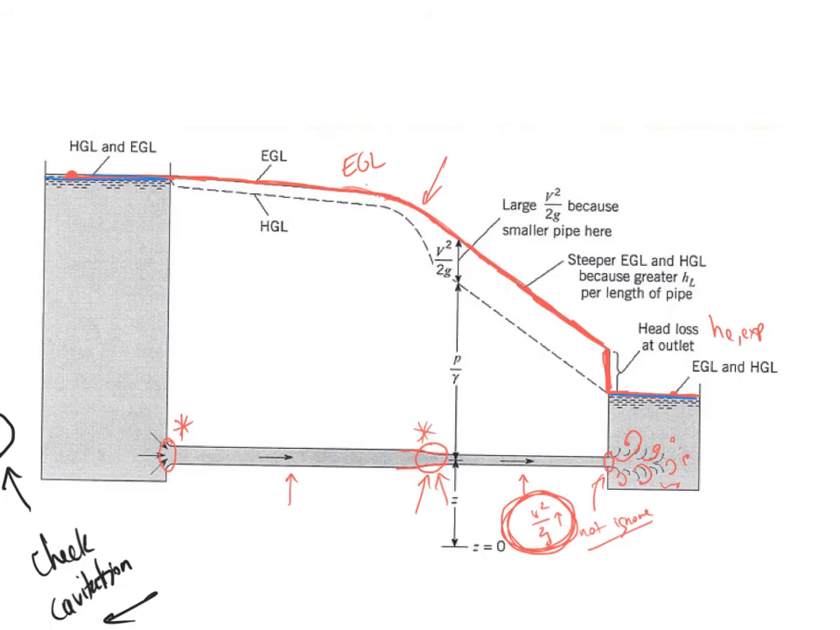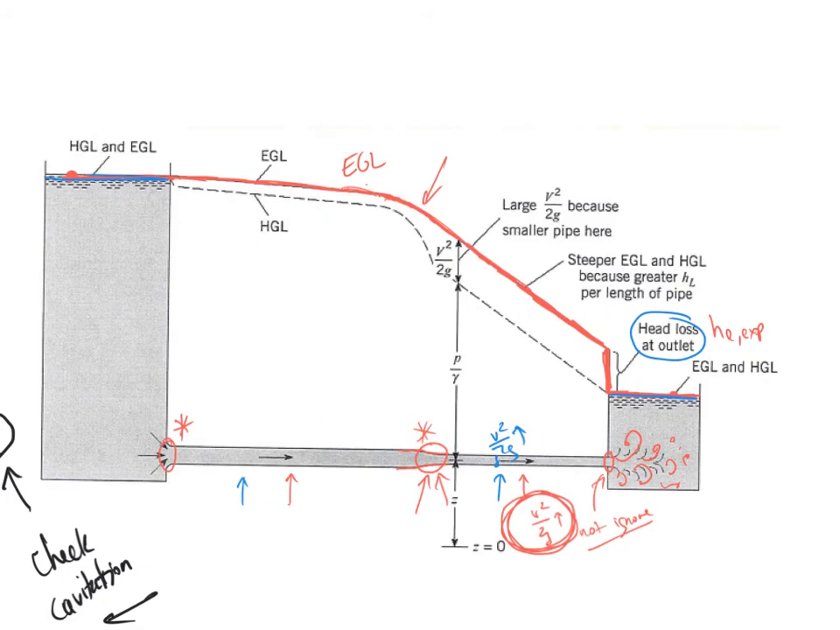We don't worry about head losses when it comes to the HGL. So all this business with the head loss of the outlet, don't worry about that. All we need to do is figure out what the V squared on 2G is. So the V squared on 2G here versus the V squared on 2G here. Where is the V squared on 2G highest? Well, in a small area pipe, V squared on 2G is going to be the highest.